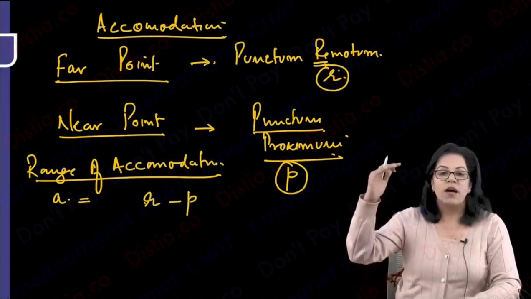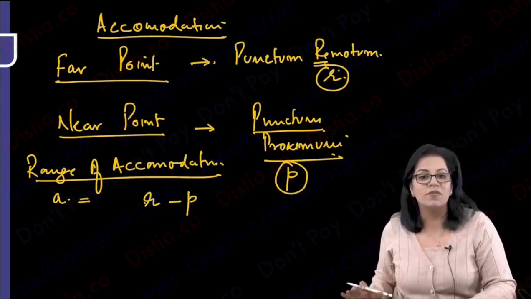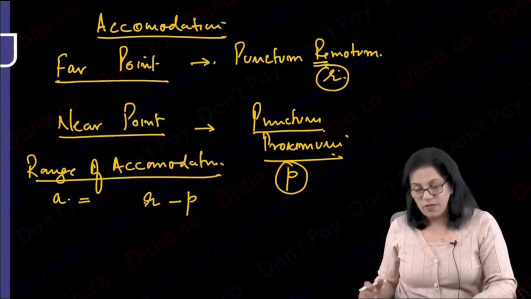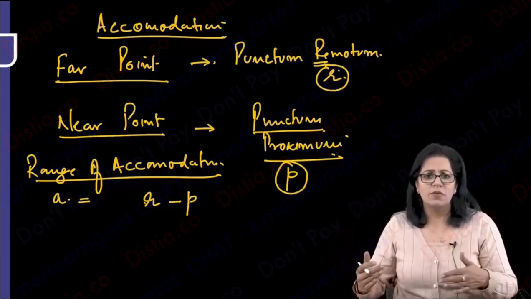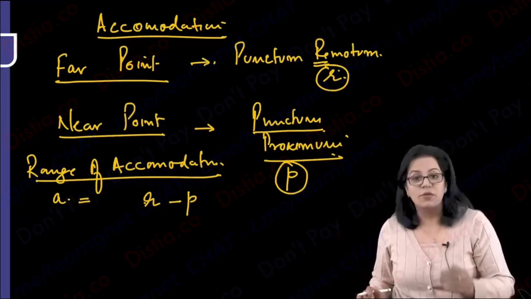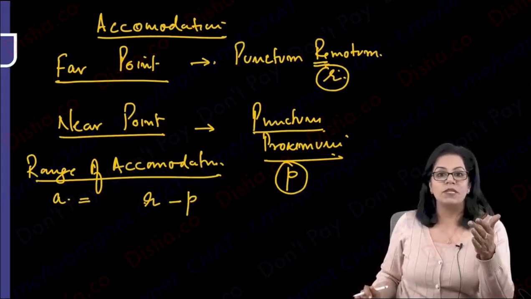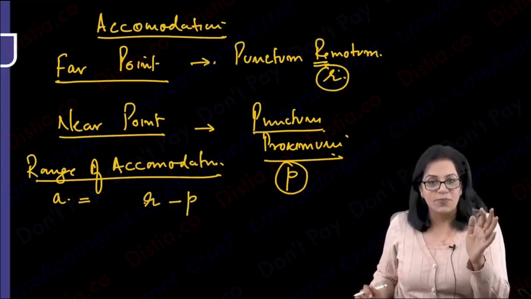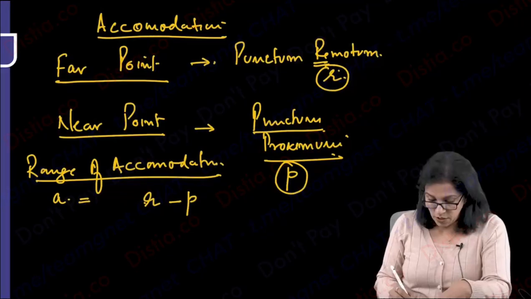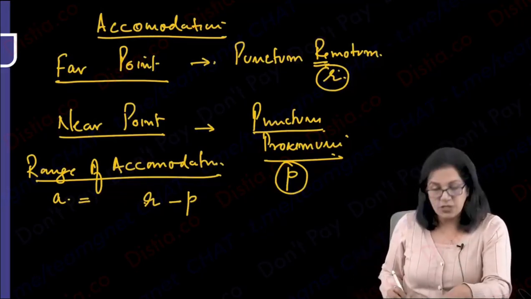That is far point minus near point. Whatever distance, this is the range of accommodation. Then we talk about what is the power at far point? Zero almost, or it could be something depending on the refractive error. But if he is an emmetropic patient, then the far point is at infinity, and at infinity the power is 0. Anyway, so that was one term, range of accommodation.